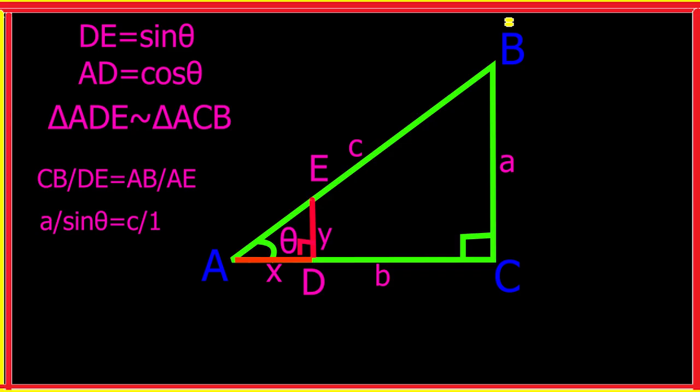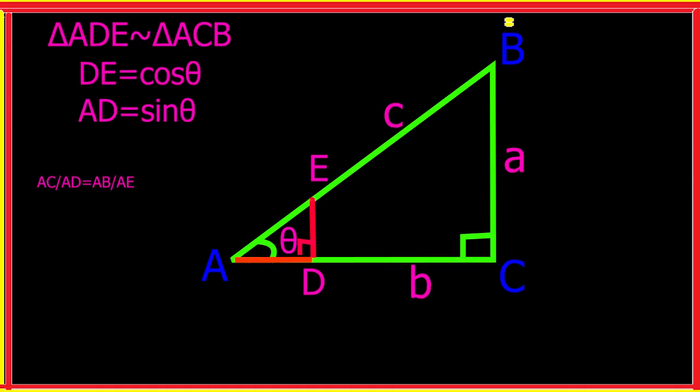So A over sine theta is equal to C over 1. Then we rearrange and we get sine theta is equal to A over C. What's A? Opposite to the angle theta. What is C? Hypotenuse to the angle theta in the right angle triangle ABC.